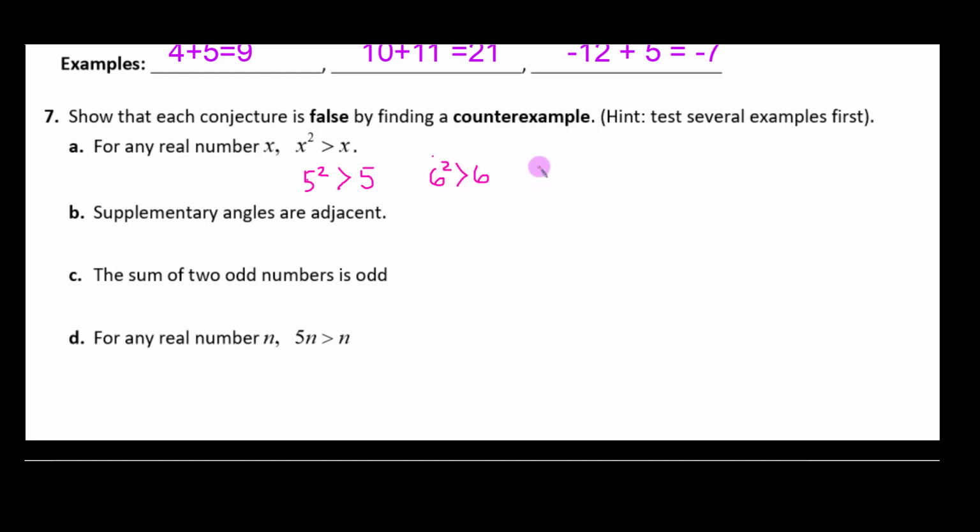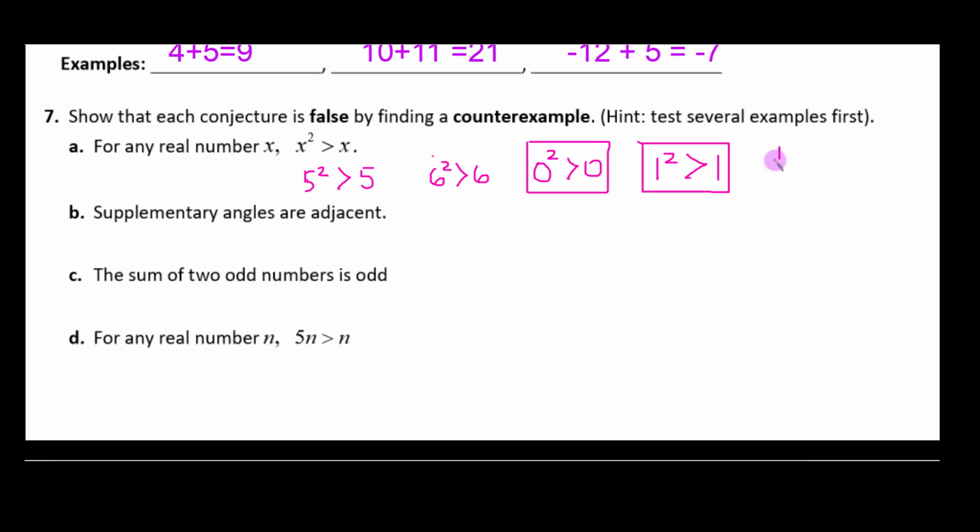So let's try, for example, 0. 0 squared, is that bigger than 0? 0 squared is 0. 0 is not greater than 0. It's equal to 0. So this one would be a counterexample. Another one that could work would be 1. 1 squared is 1, and it's not greater than 1. So that one is another counterexample.